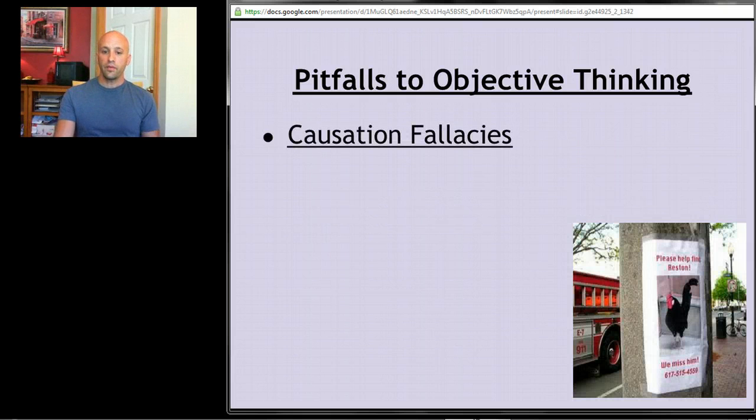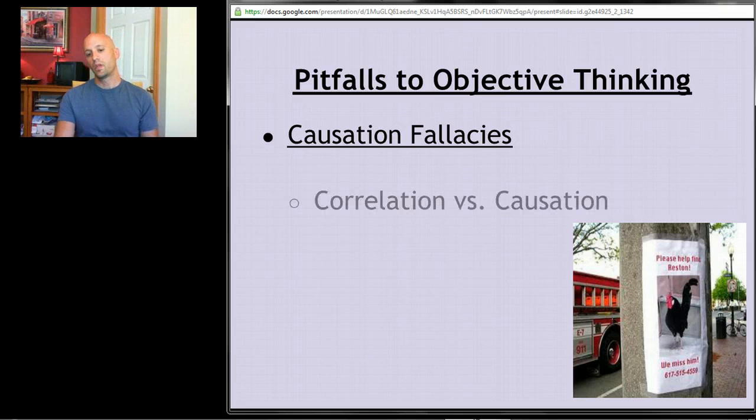All right, last kind of pitfalls to objective thinking, causation fallacies. There is a difference between what's called correlation, which means that two things are connected, and causation, which means that one thing caused the other. So for example, if you live on a farm and every morning you wake up, you hear a rooster and then the sun comes up. The next day you hear a rooster and the sun comes up. The rooster and the sun are correlated. There's some connection between them. They both happen in the morning.